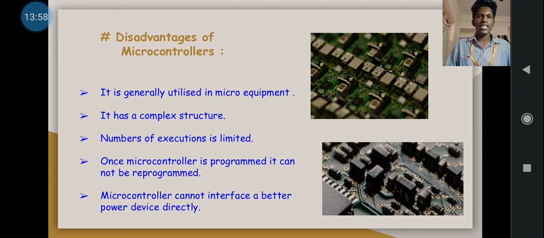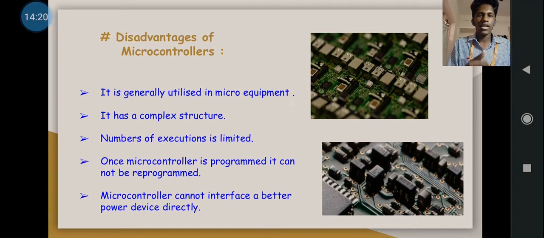Once a microcontroller is programmed, it cannot be reprogrammed. That means once the applications are entered, it cannot be reprogrammed. So once the work of a microcontroller is finished, it has to be thrown away because it cannot be reprogrammed or reused.